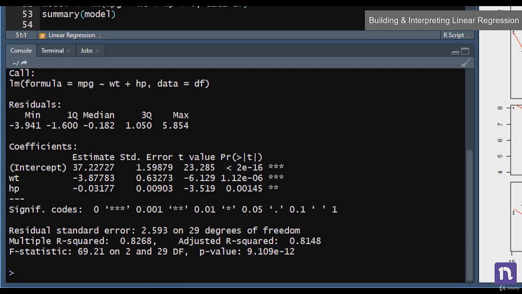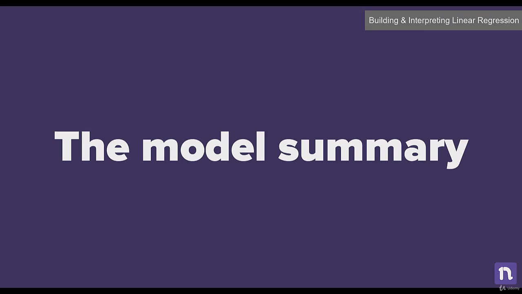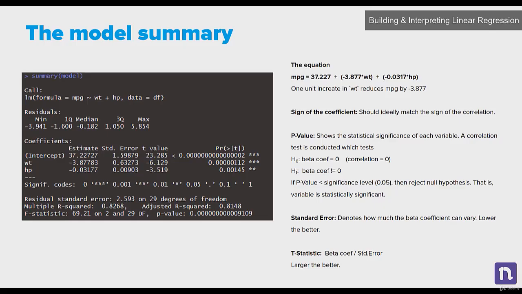Let's understand them one by one. The first thing that you need to check for is the sign of the coefficient. Why? Because this sign should match the sign of the correlation that we had computed before when we did the exploratory analysis. If the coefficient sign does not match the correlation sign, there is something inappropriate happening in the model and you need to review the variables that you have in the model.